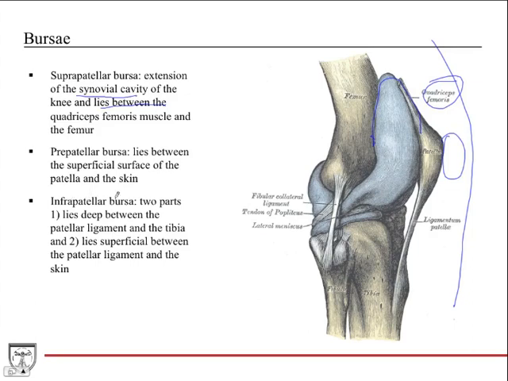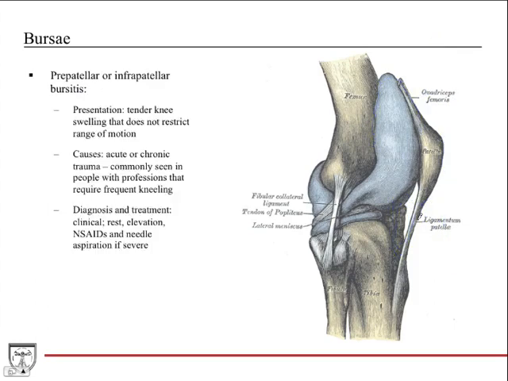Then you have the infrapatellar bursa, which has two parts. There's one that lies between the patellar ligament and the tibia, and so that would be in this region right here. And then another one that lies superficially between the patellar ligament and the skin. So you have the other part right here. So there's a superficial part and then a deep part here on either side of the tendon. So prepatellar or infrapatellar bursitis, that would be again in here, or potentially here or here.